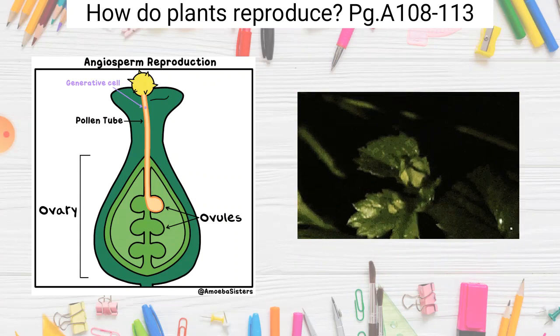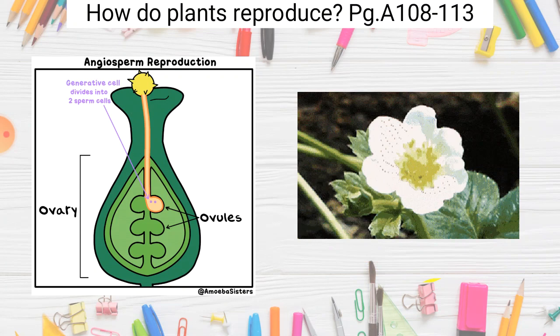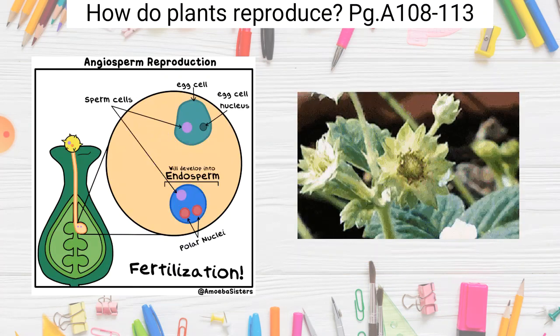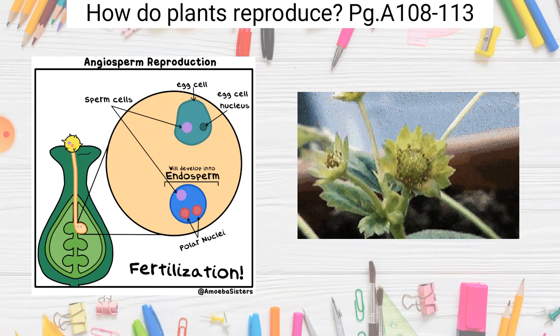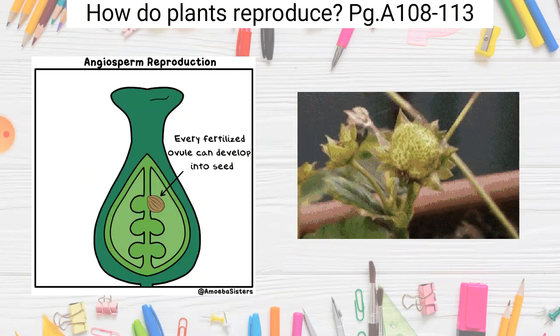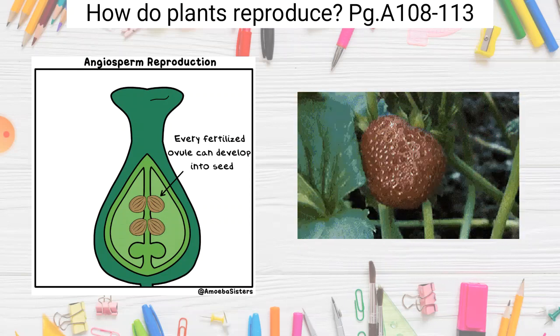Pay attention here. Look, after the flower is open, it's pollinated, creates the seed, and develops a protective layer to protect the seeds. In this case, the fruit is a yummy strawberry.